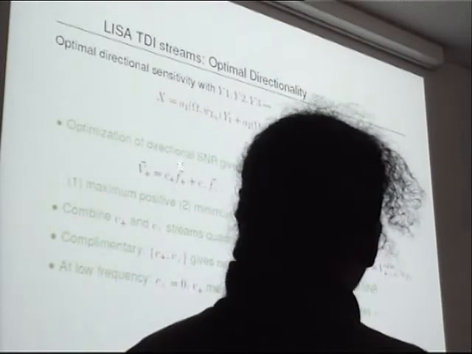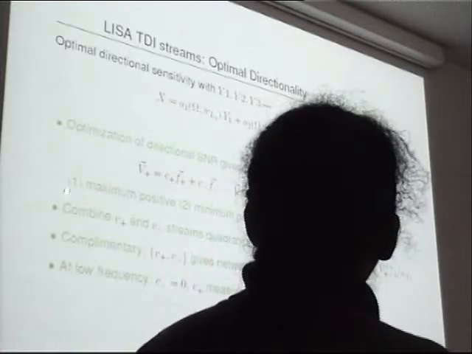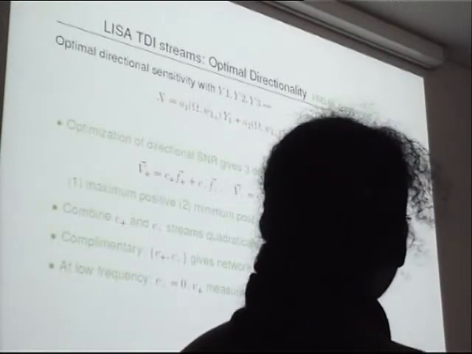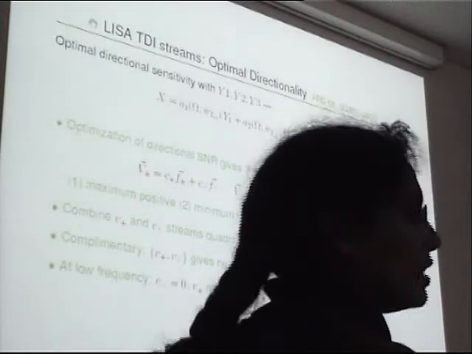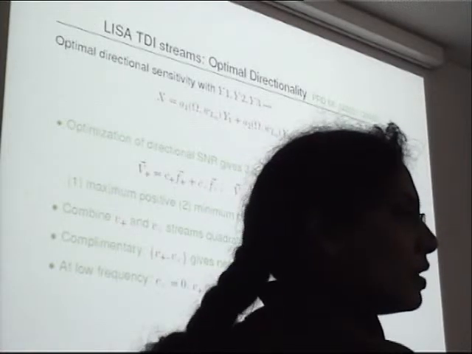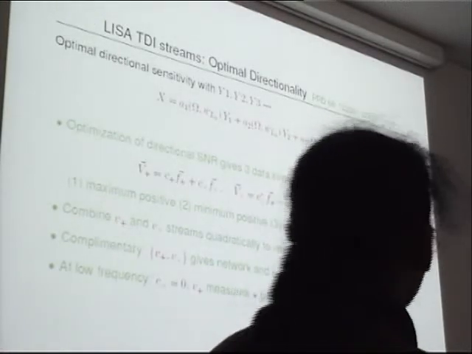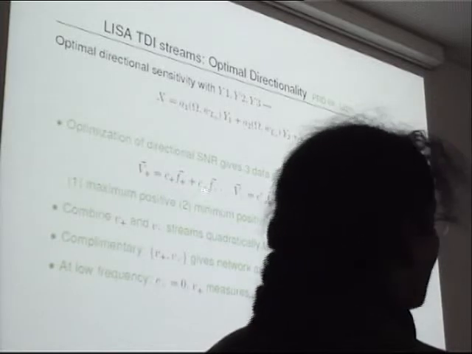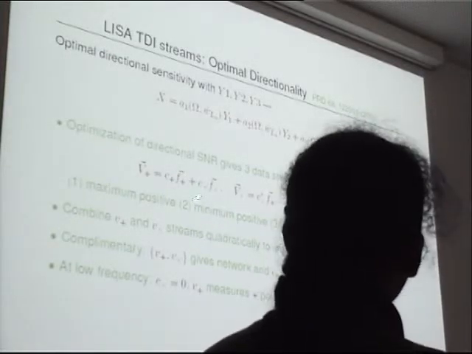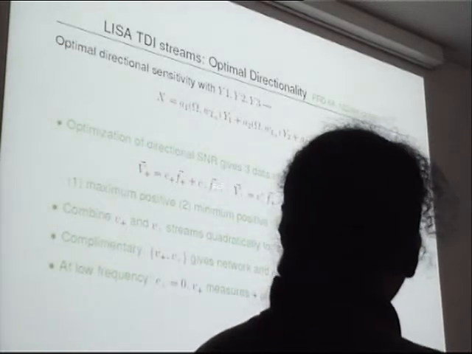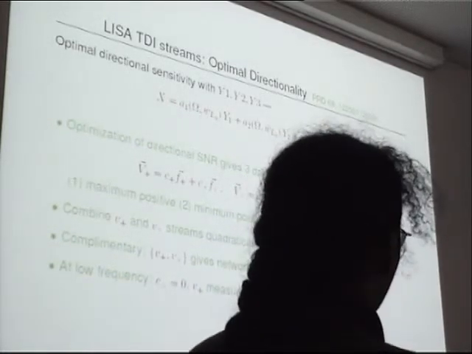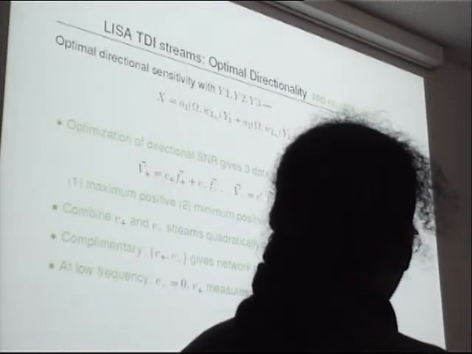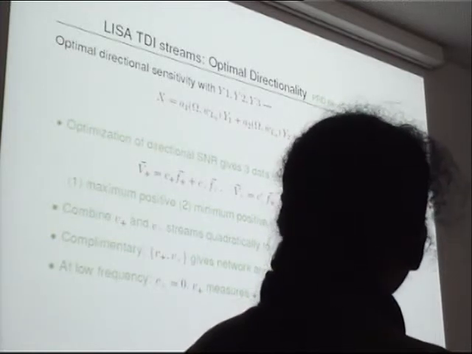So basically this optimal directionality gives rise to 3 data streams, and you can realize them geometrically. If you have 3 data streams, then you have 2 polarization vectors, which are S plus and S cross, and they form a polarization plane. So the signal is sitting on the S plus, S cross plane, and then you choose the combination which gives you the maximum SNR, and this gives you a minimum positive SNR, and the one which is orthogonal to the plane gives you 0 SNR. So these are the 3 combinations.